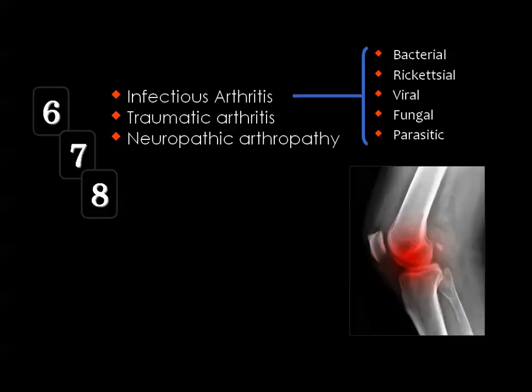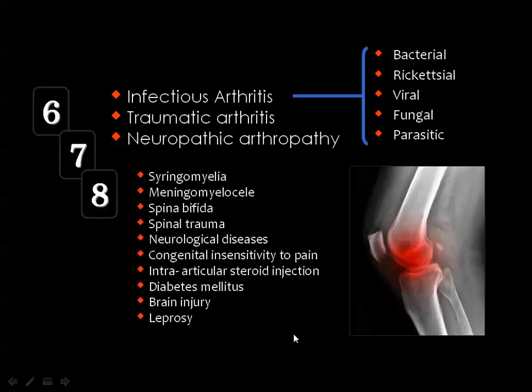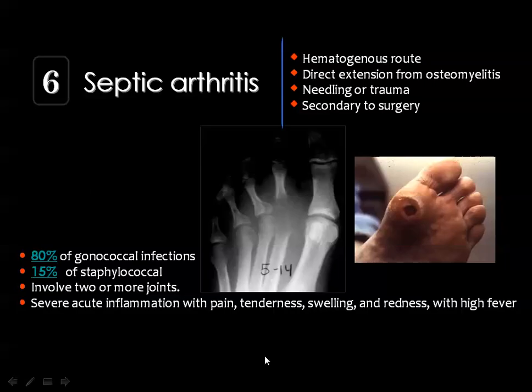Then we come to the issue of septic arthritis. Septic arthritis means that there is infection of the joint by any of these organisms: bacteria, rickettsia, viral, fungal, parasitic. Any of these types may result in septic arthritis, and we'll see the manifestations. Also, we'll mention some words about traumatic arthritis, and we will also discuss neuropathic arthropathy, and here are the common causes resulting in neuropathic arthropathy, as we will discuss later.